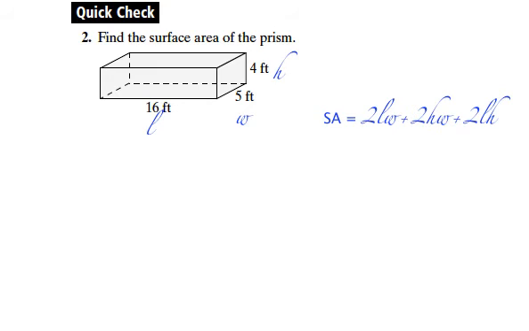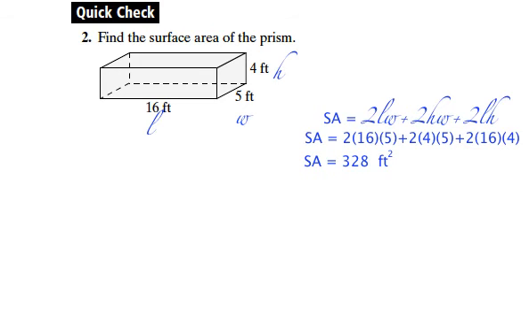Now we can place everything into the equation. So surface area equals 2 times 16 times 5 plus 2 times 4 times 5 plus 2 times 16 times 4. Now if you have a scientific calculator, you can put that in exactly how it appears and you get the answer 328. Now since it's surface area, our label will be feet squared. So the surface area of this rectangular prism is 328 feet squared.